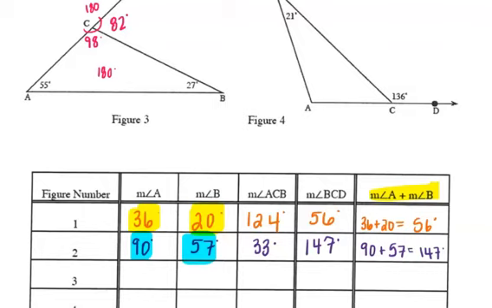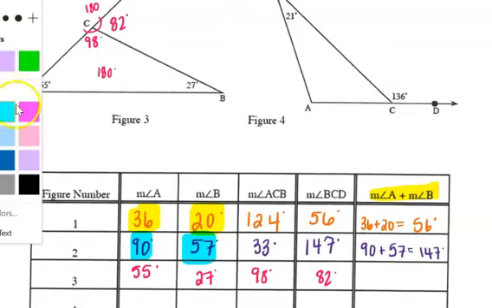All right, so let's continue to fill out the chart. A we said was 55. B was 27. ACB, okay, that was our obtuse angle here, 98 degrees. BCD was our exterior angle, that was 82.